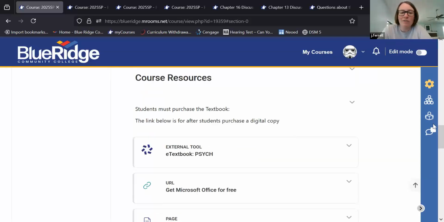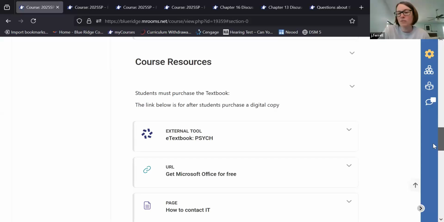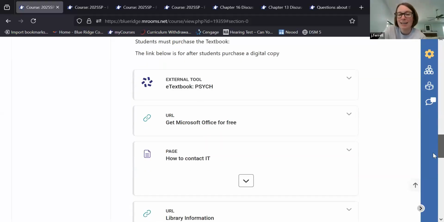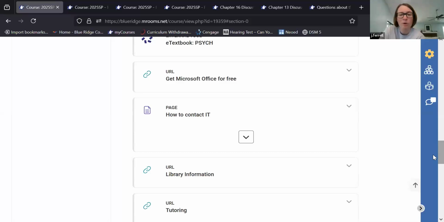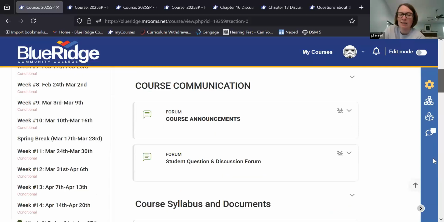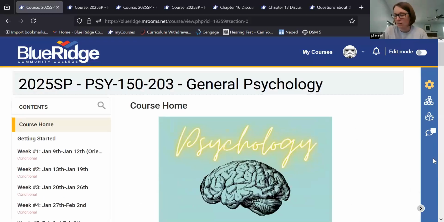And then I have the textbook for them to have a link immediately into it in the class instead of having to do that on their own in whatever way they access it. Information for how to contact IT, how to get Word for free. So all of this is what they see when they get into the homepage initially when the class starts.